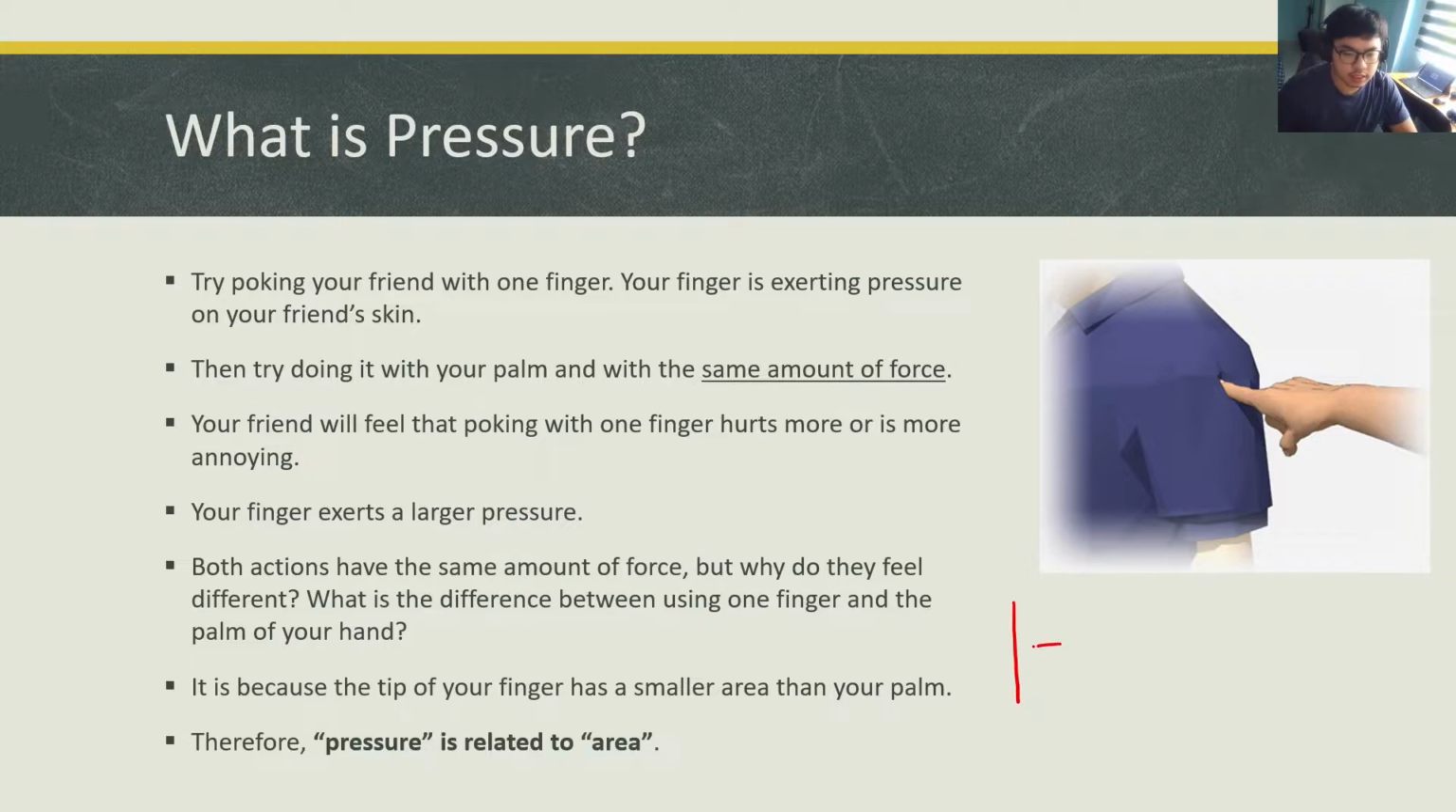So if this is the surface and this is your finger and this is the surface and this is your palm, right? The area in which your finger is in contact with the surface is only this small, whereas for the palm, the area in contact with the surface is quite large. So it's this whole area here. This is how much of the surface that is in contact with the palm. So pressure is related to area. If the area is smaller, like the poke of the finger, right, then it will exert a higher pressure than if the area is bigger. If area is bigger like the palm, then you don't exert as much pressure.